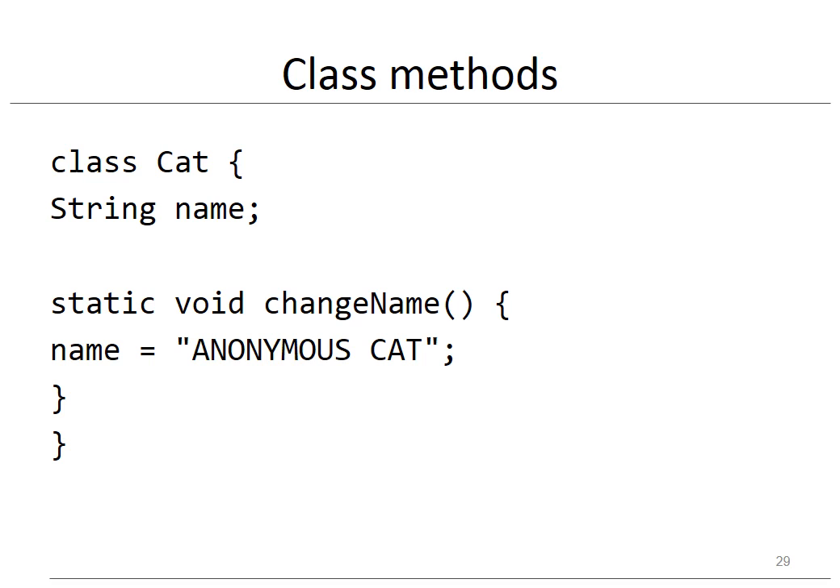Let's now take a look at this code example. What do you think will happen if we run this in Eclipse? It will generate an error, as we are modifying the instance variable name in the class method changeName. Put differently, class methods are not able to access or modify instance variables.